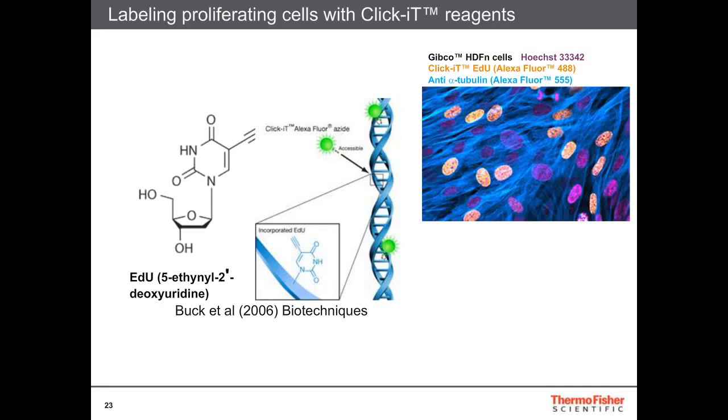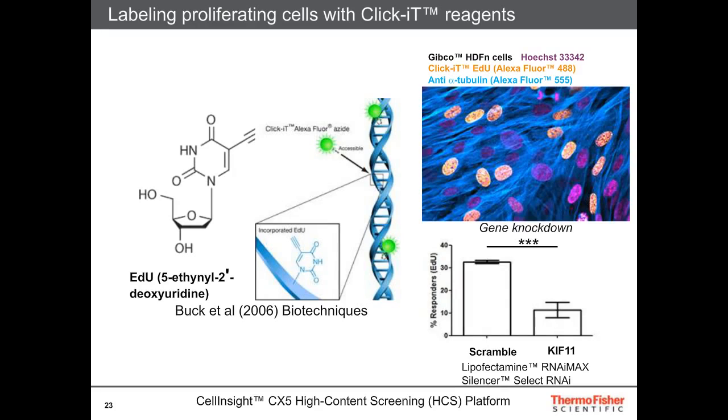This is a culture of human dermal fibroblasts. We pseudocolored the Alexa Fluor 488 CLICKIT-EdU in orange. The total number of nuclei are in purple, and then the microtubules in cyan. And you can see that within this 3D culture of human skin cells, we can see quite a few cells that are actively proliferating, as reported by the incorporation of EdU during this short 30-minute pulse.